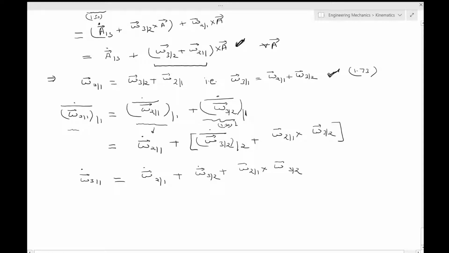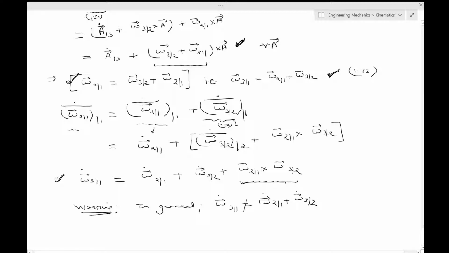Now in your text you have a warning. The warning is that in general, look at this equation over here, omega 3 by 1, and now look at omega dot 3 by 1. So omega 3 by 1 seems to follow this simple relation, but here you have these additional terms. So that's why we say that omega dot 3 by 1 is not equal to omega dot 2 by 1 plus omega dot 3 by 2, because of this additional term. So simple addition rule is not valid here as it was valid over here.